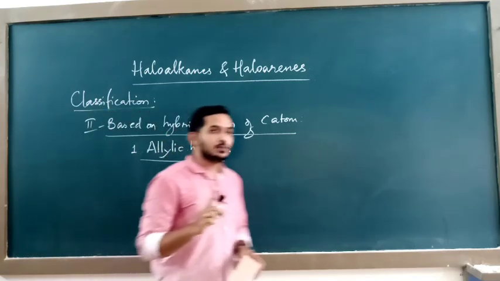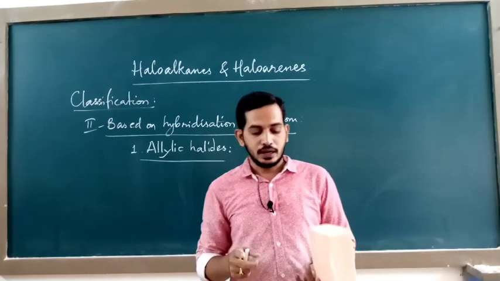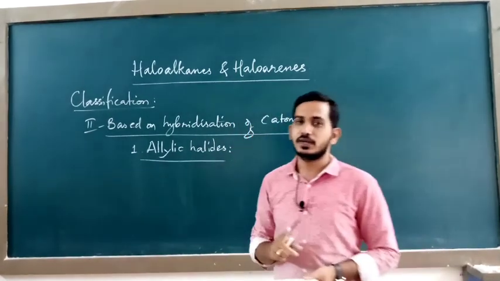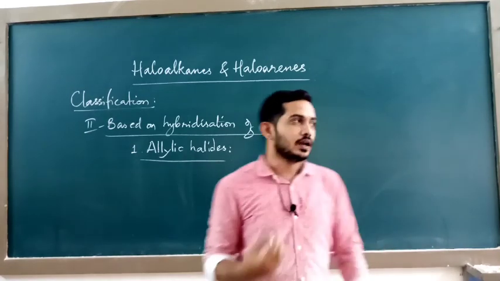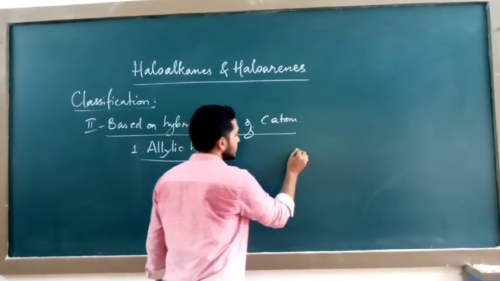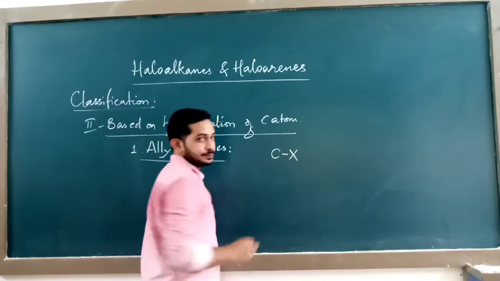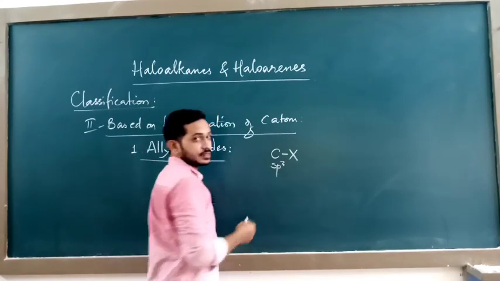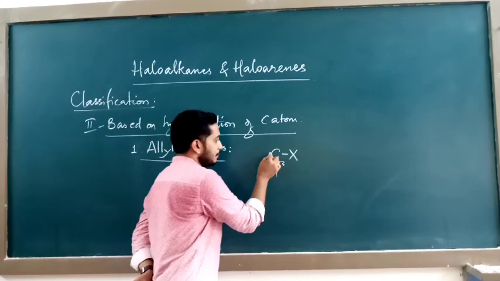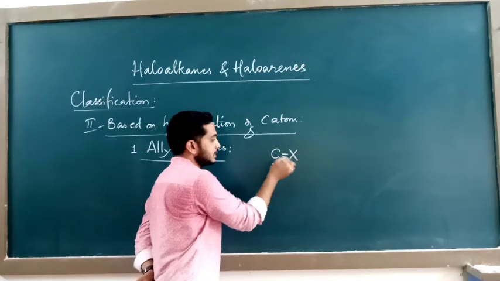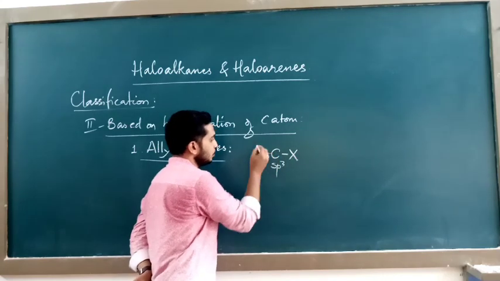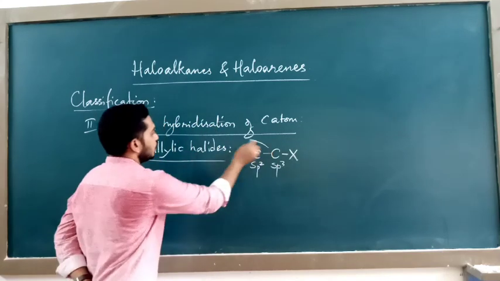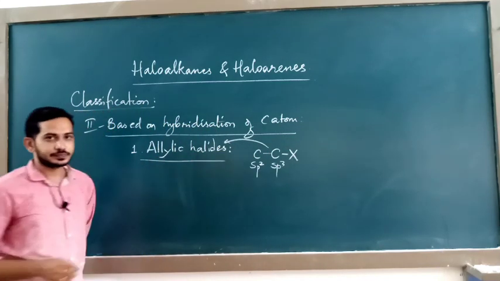We know that a single bonded carbon is sp3, a double bonded carbon is sp2 hybridized, whereas a triple bonded carbon is sp hybridized. Now if a halogen is attached to a carbon and this carbon is sp3 hybridized, and the carbon to which halogen is attached is attached to an sp2 carbon, then it is called an allylic halide.